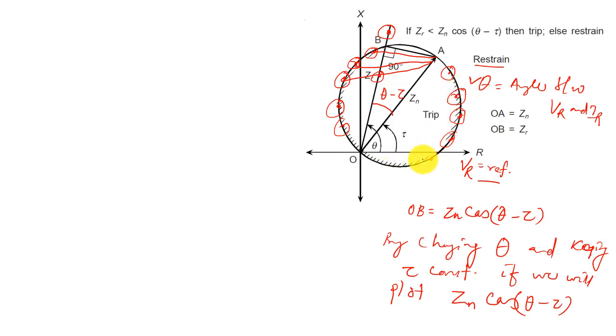So that gives the operating characteristic of the Moore relay. This is, in fact, the operating characteristic of the Moore relay, which is nothing but a circle.